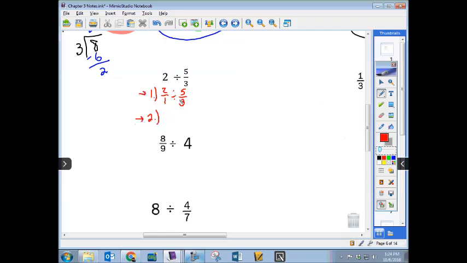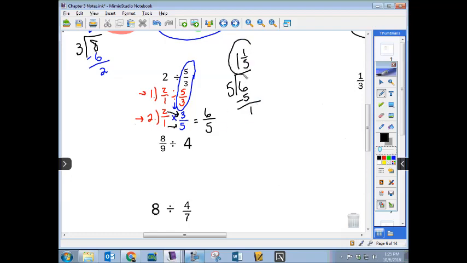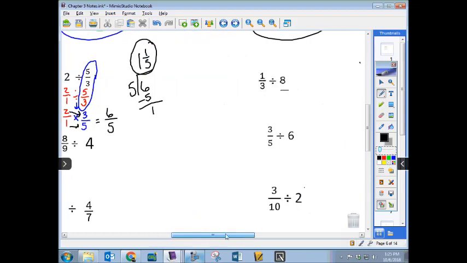Okay? Now, we know that the dividend stays the same. That never changes. And then we know that division changes to multiplication by the divisor's reciprocal, which I know is 3/5. And then from there, it is just top times top, bottom times bottom. I get 6/5. Do your division. 1 and 1/5. Okay? Hopefully we're kind of getting a trend here.